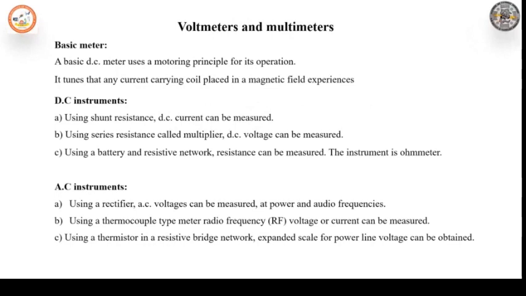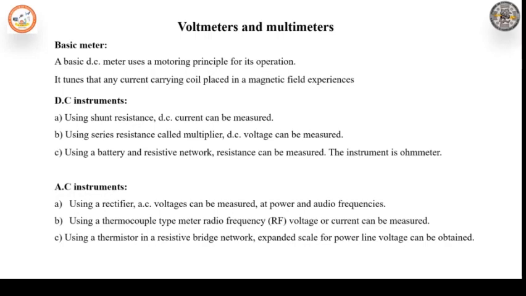So we can see here voltmeters and discuss in detail about voltmeters and multimeters. A basic DC meter uses a motoring principle for its operation. It states that any current-carrying coil placed in a magnetic field experiences mechanical force. So in the DC instrument, using shunt resistance, DC current can be measured. Using series resistance called multiplier, DC voltage can be measured. Using a battery and resistive network, resistance can be measured. So the instrument is ohmmeter.